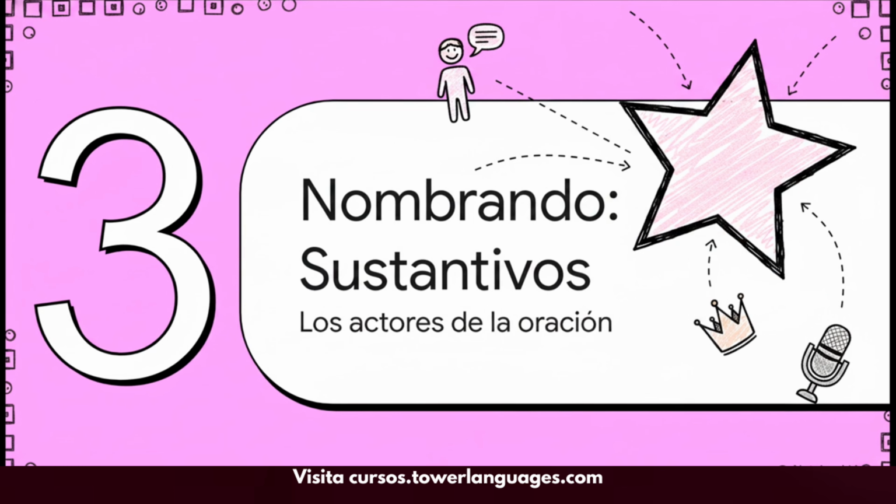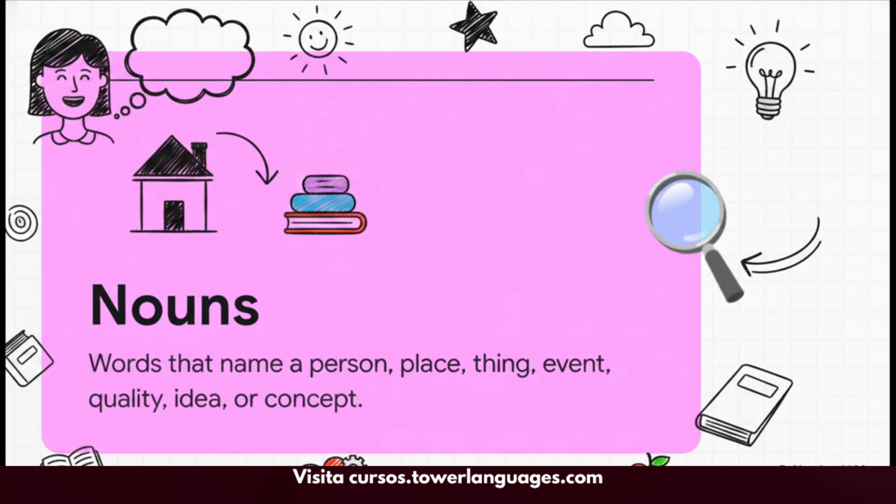Okay, so we have our building blocks. Let's start putting them together into a sentence. And every good sentence, like a good movie, needs a star, a main character, an actor. And that's the main job of a noun. So this is the official formal definition, which is great for you, the teacher, to know. But for your students, especially beginners, keep it simple.